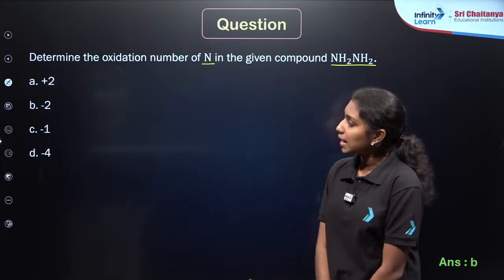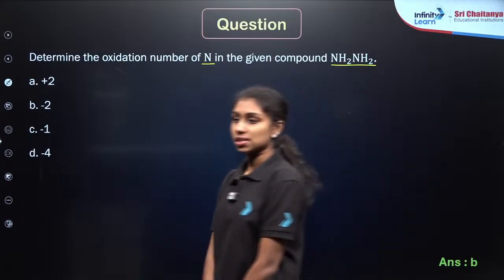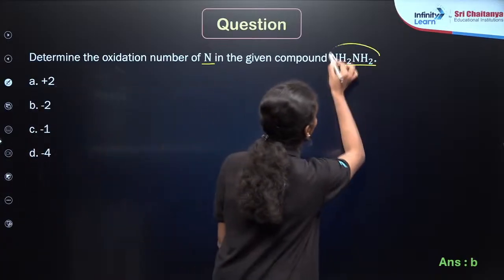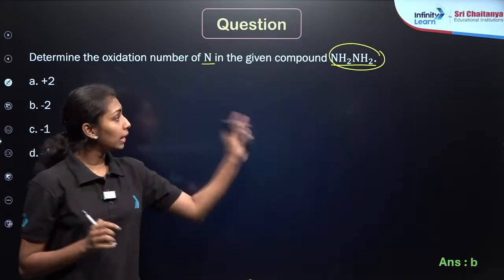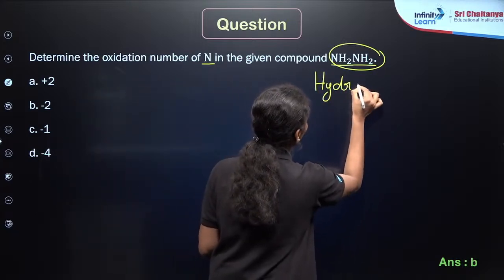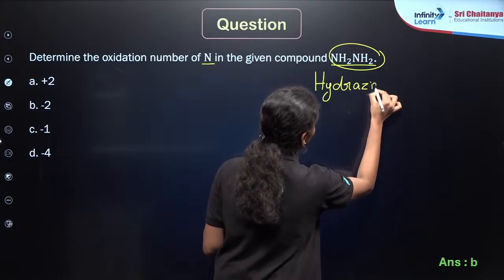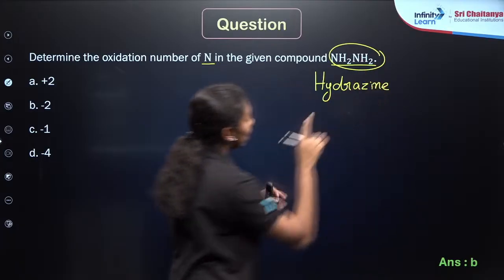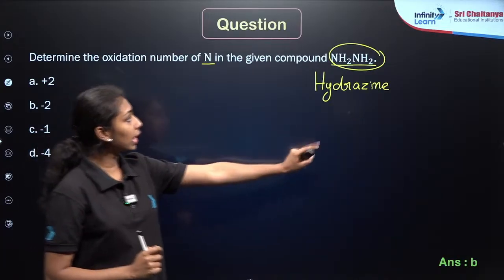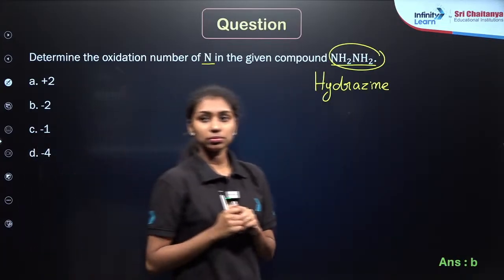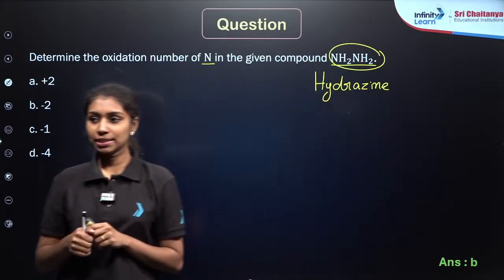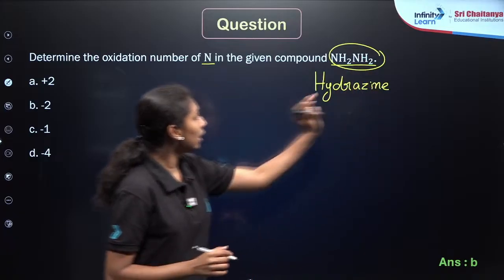Option B will be the correct answer, which means -2 is the oxidation number of nitrogen in the case of NH2NH2. What do you call this particular compound? This compound is known as hydrazine. So if you are asking about the oxidation number of nitrogen in hydrazine, you will calculate like this. How many nitrogen atoms are present in hydrazine? Two, right? Two nitrogen atoms are present here.